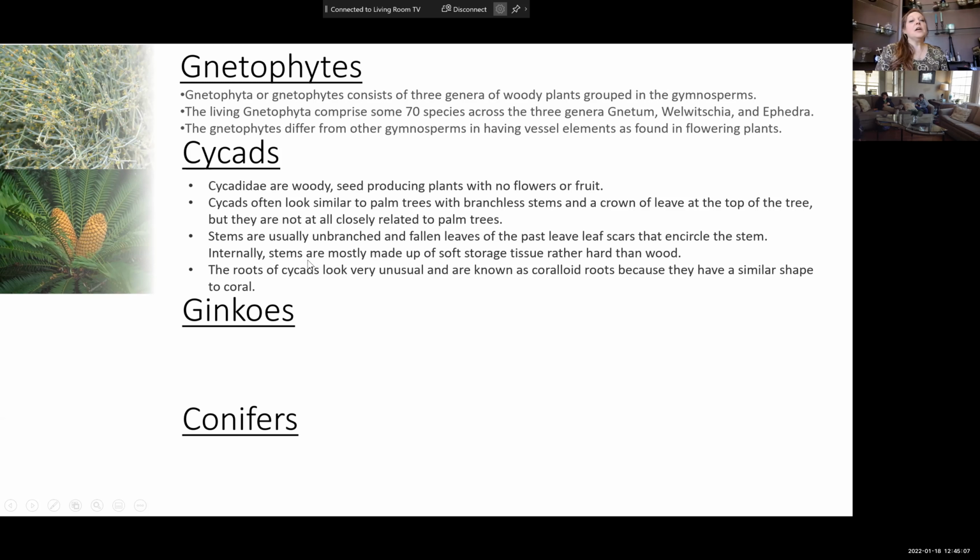So internally, stems are made up of soft storage tissue rather than hardwood. And the roots of cycads look very unusual and are known as coralloid roots because they have this similar shape to coral. So if you think about what coral looks like, that's what the roots look like. The ones that I've seen can get this big. I'm sure there are probably bigger ones that I don't know of, but some of them are houseplants.